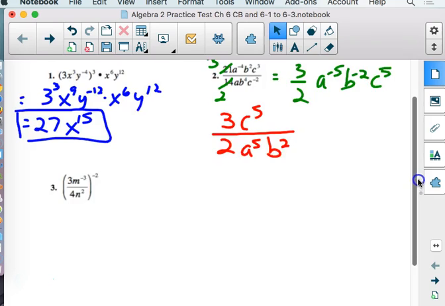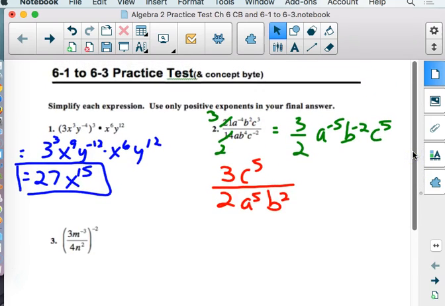When we do the subtraction, everything goes on the top. And at that point, we say, okay, now we've got to move some of this stuff so that it becomes positive. The c to the 5th didn't need to move anywhere because it was already positive. But these two are going to have to go down to the bottom.